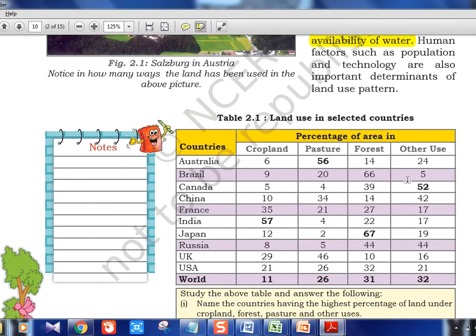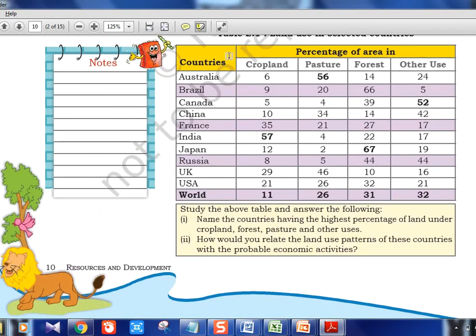Here, in selected countries, they are showing. If you see cropland, India is highest here, with 57% of land used as cropland. Pasture, if you see, Australia is highest. Forest, Japan has a lot of forest area. Other uses, Canada has a lot of other uses other than forest, cropland or pasture, maybe urbanization or some other industry. You don't have to remember any numbers, but it's all unevenly distributed. Just to show that difference, this table is formed.